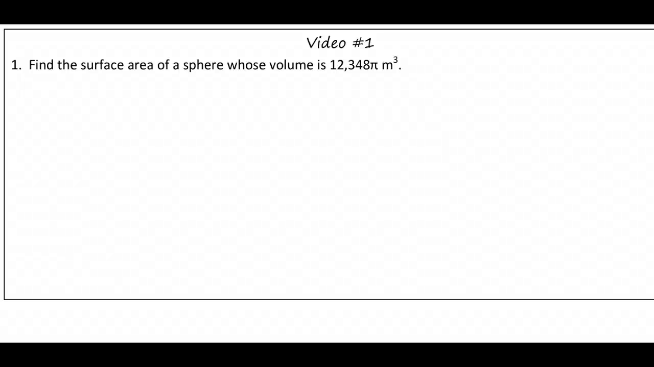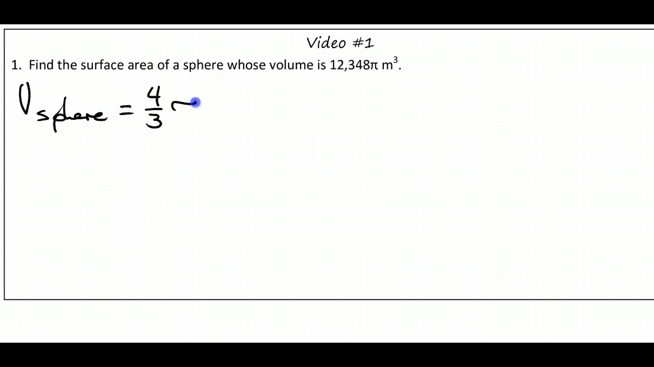Alright, so this video is an example of actually using volume and surface area of a sphere. So we want to find the surface area of a sphere whose volume is given to be 12,348 pi meters cubed. So the two formulas that we're going to be using: volume of a sphere, and we know that that's going to be 4/3 pi r cubed.